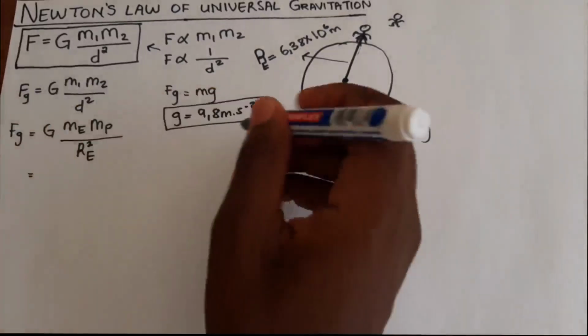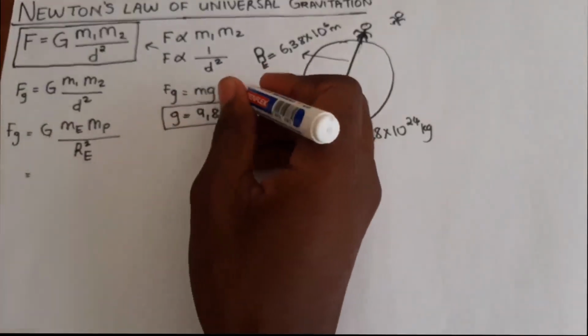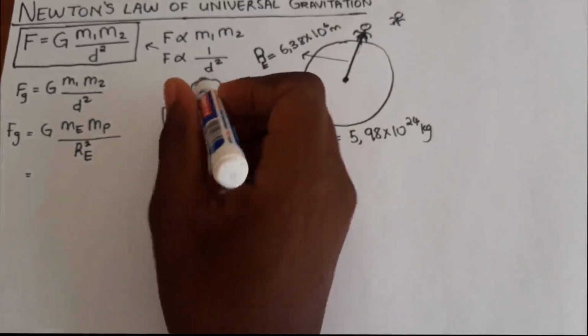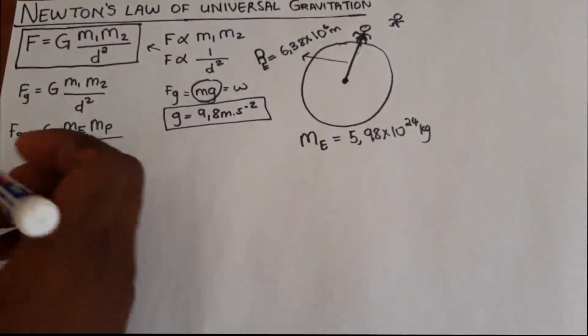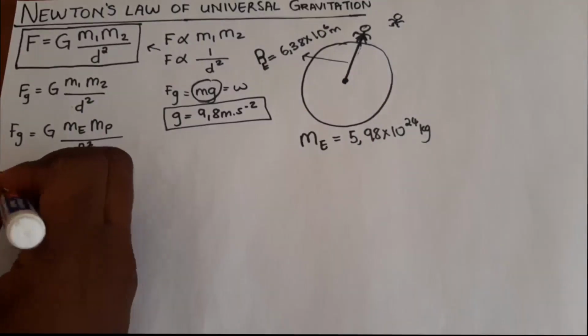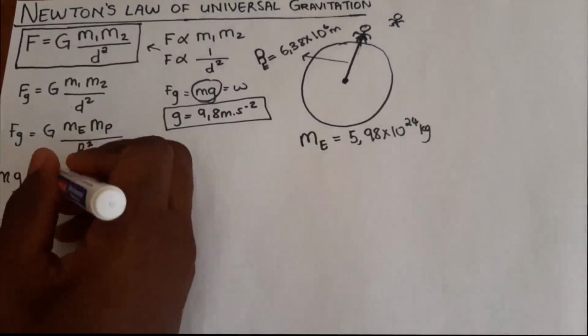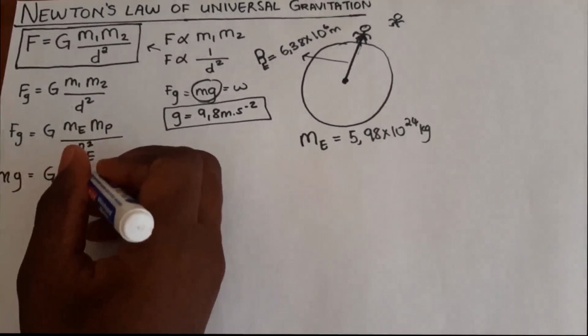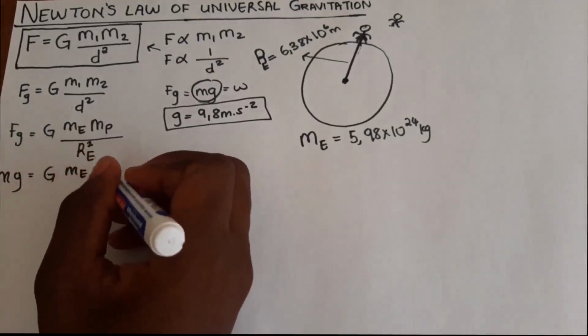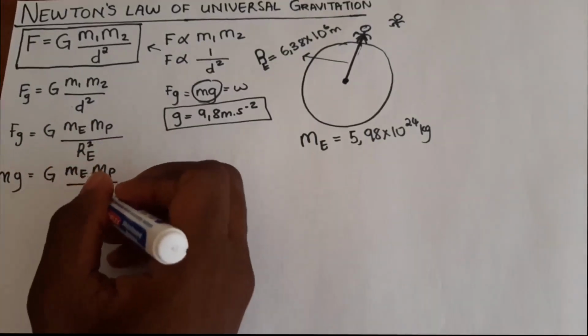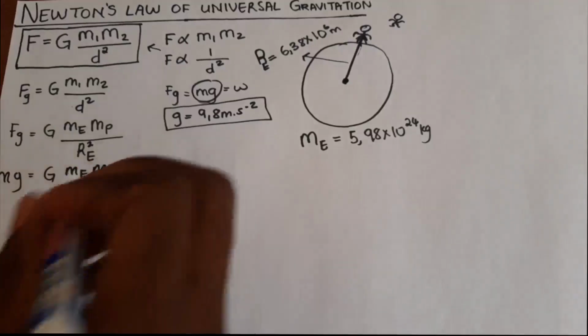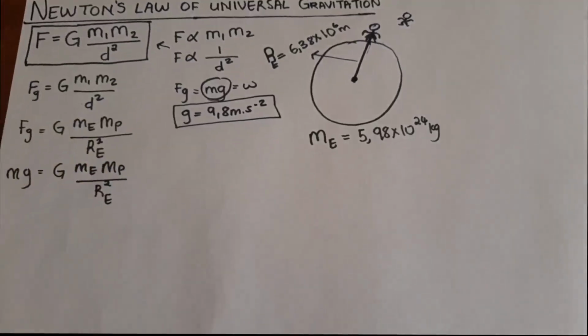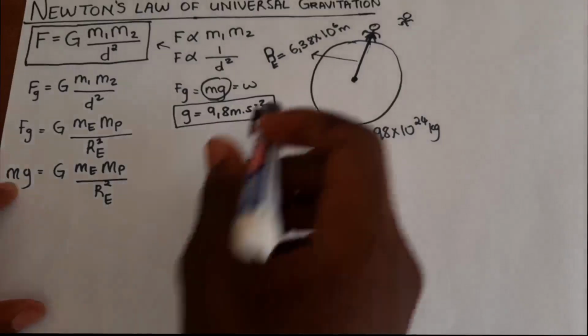Fg is equal to mg, which is equal to weight. So mg is equal to the gravitational constant, the mass of the earth multiplied by the mass of the person, over r e squared. So as you can see, we want to calculate the gravitational force or the weight of that person there.